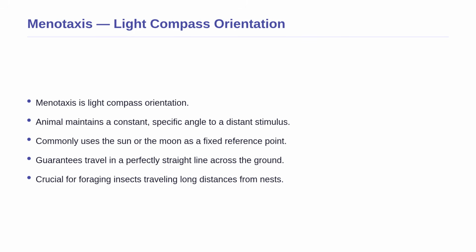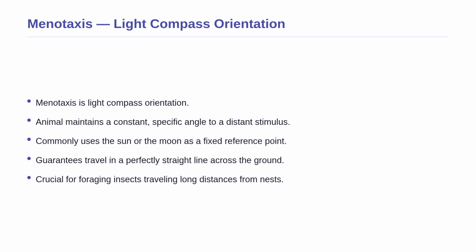We have seen animals move directly toward or away from a stimulus. But what if they just need to travel in a straight line across a featureless landscape? This introduces our third concept, Menotaxis, or light compass orientation. If you keep the sun shining exactly on your right shoulder, you will walk in a perfectly straight line. You're not walking toward the sun, you're using it as a fixed reference point.